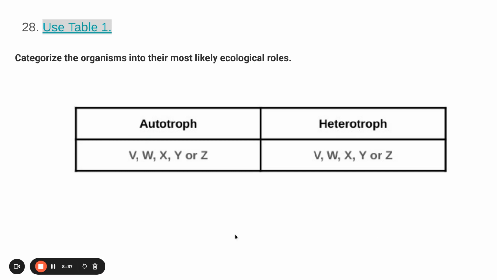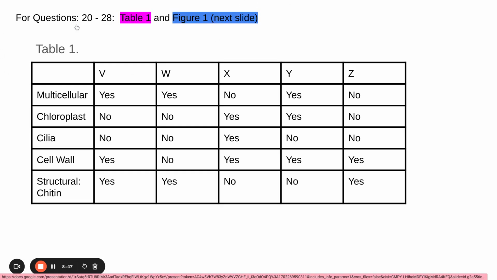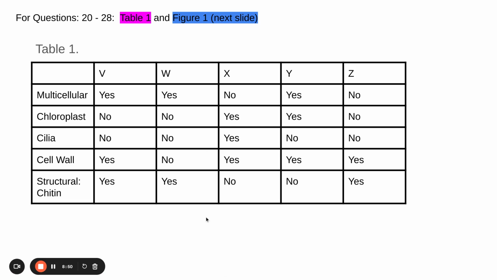Okay, categorize the organisms into their most likely ecological roles. So again, I'm kind of flipping back and forth. We're going to look at autotrophs versus heterotrophs. So we'll start with autotrophs. We know what autotrophs have to have: they have to have chloroplast. So that means that organism X and organism Y are able to do photosynthesis.